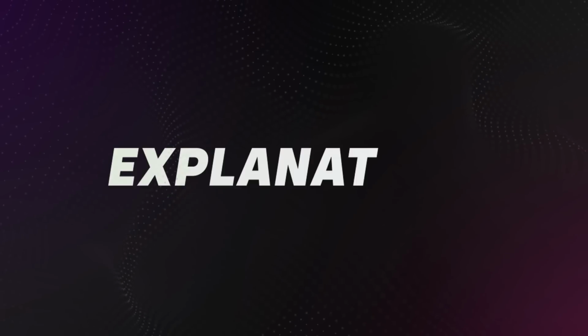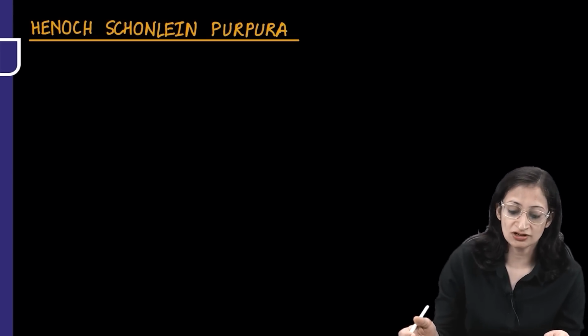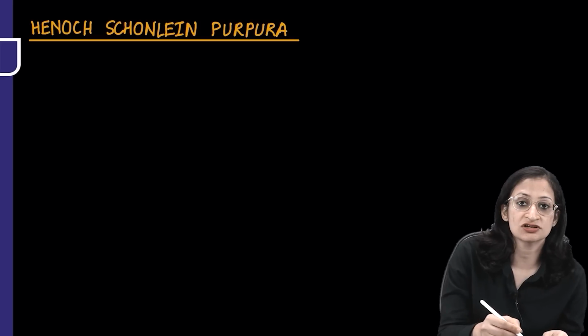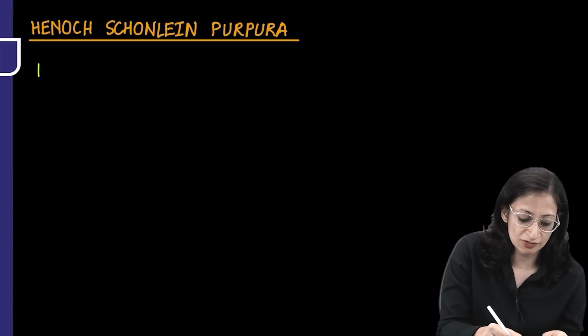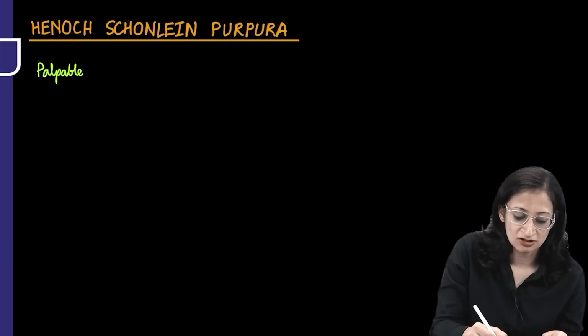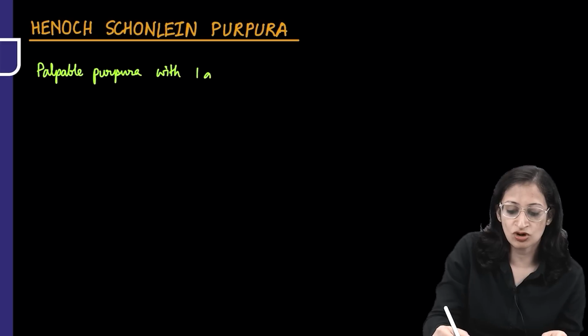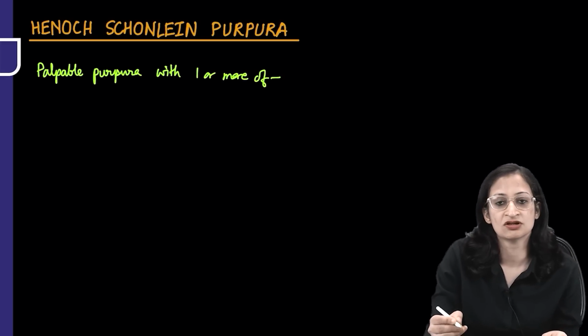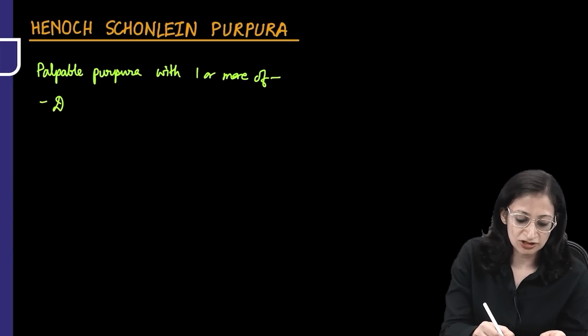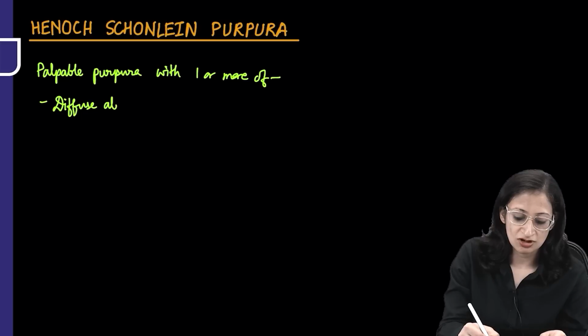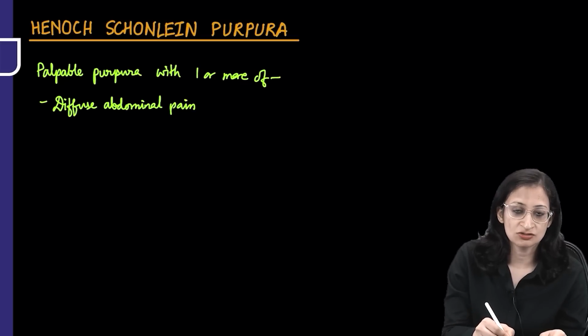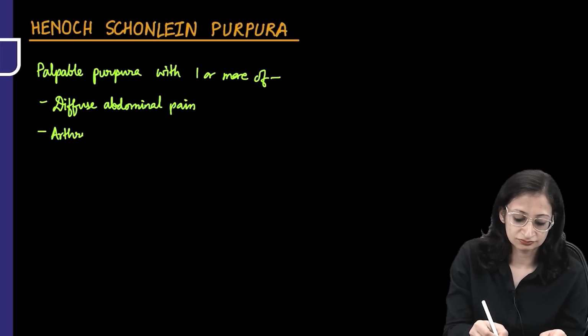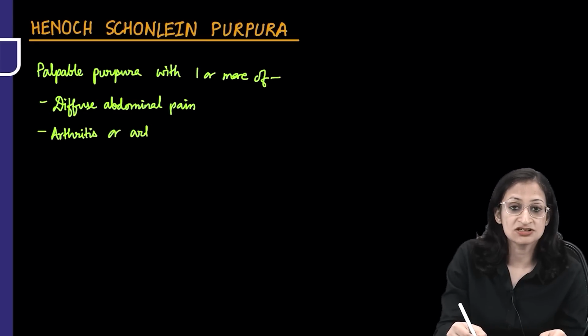Henoch-Schönlein purpura. Here's the explanation. Henoch-Schönlein purpura is a small vessel vasculitis which is mainly seen in children. It has a diagnostic criteria. What is the diagnostic criteria? Let us see. So there is palpable purpura with one or more of the following. So there can be diffuse abdominal pain, arthritis or arthralgia, right?